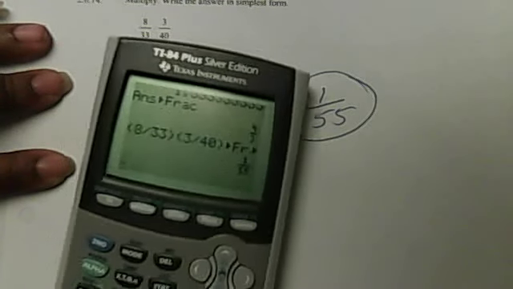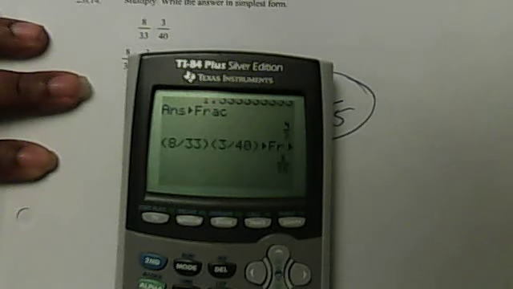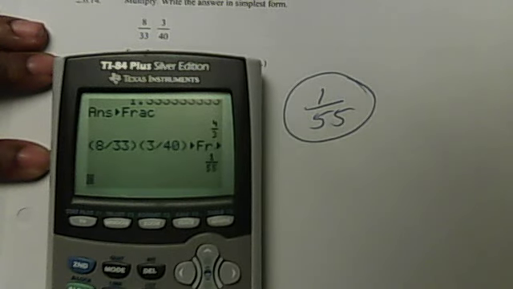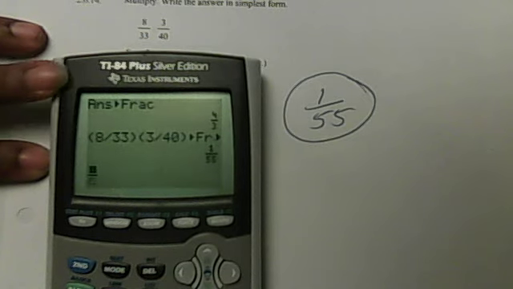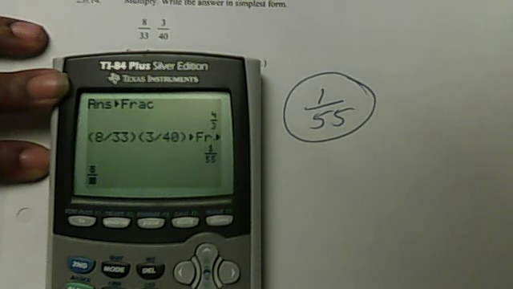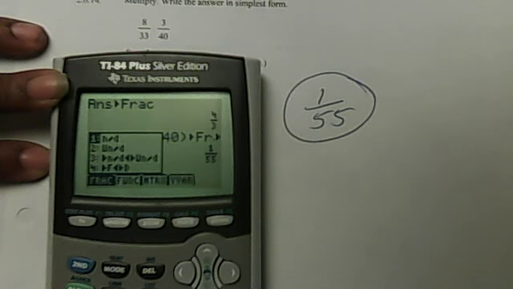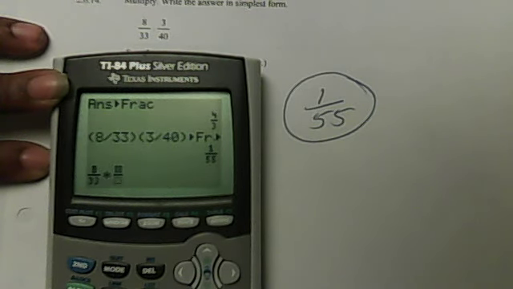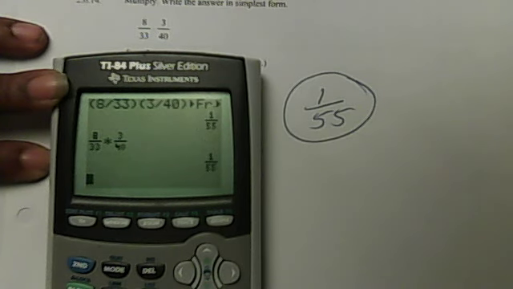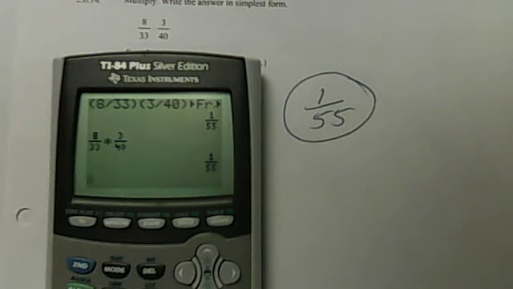And again, I could do that using the upgrade if I wanted to. I'll do that real quick. So it was 8 over 33. Go over, hit your times button. Now you have to put in the other one, which was 3 over 40. Hit enter, and you have your answer, 1 over 55. So that's how you do your multiplication of fractions in a calculator and also by hand.